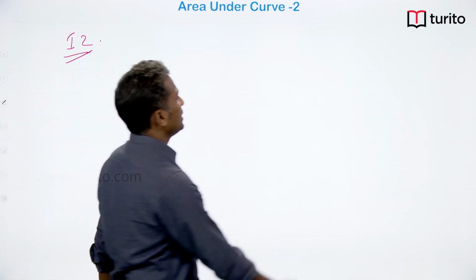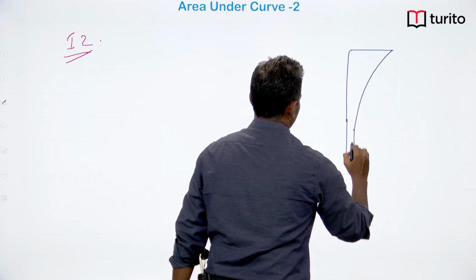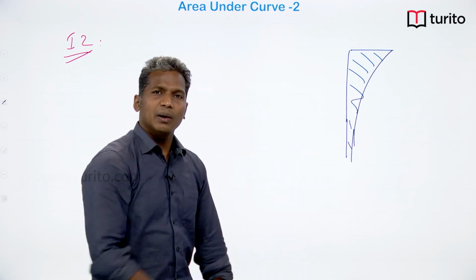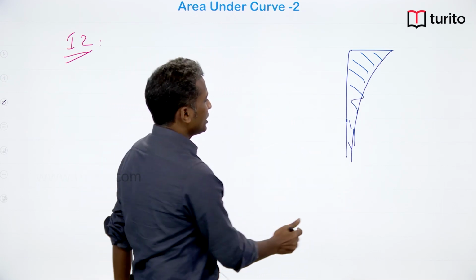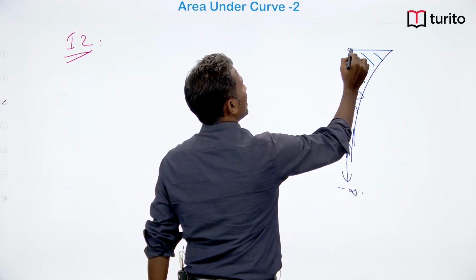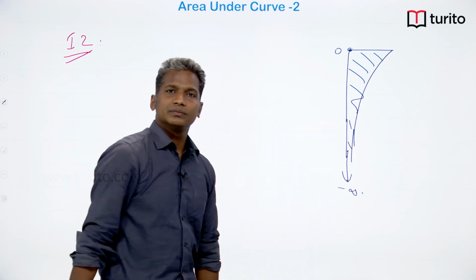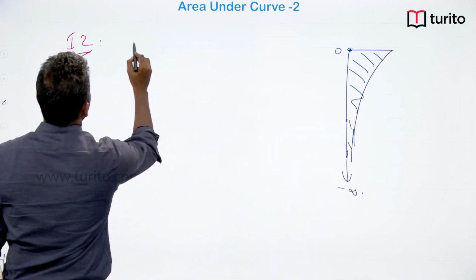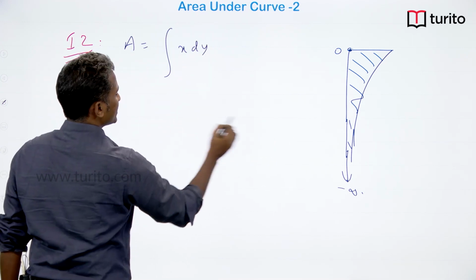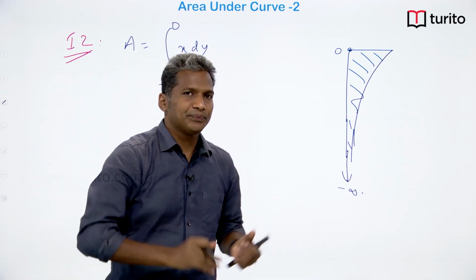So basically we are interested in finding this area. This is the area that we are interested in finding. And if we compare with the y-axis, what is the value of y here? It is minus infinity. What is the value of y here? It is 0. So that means if I find the area like this, integral of x dy, limits going from minus infinity to 0, I can get the area.